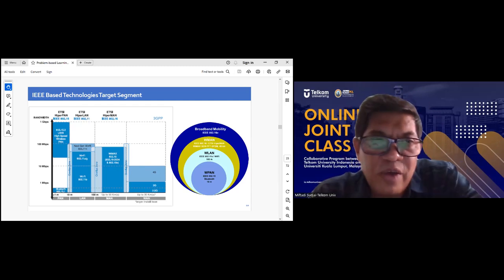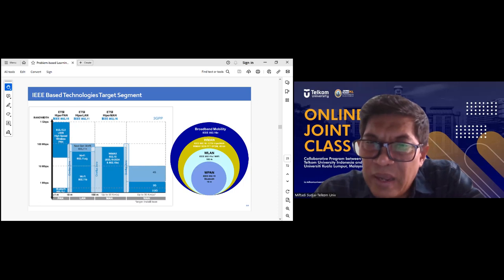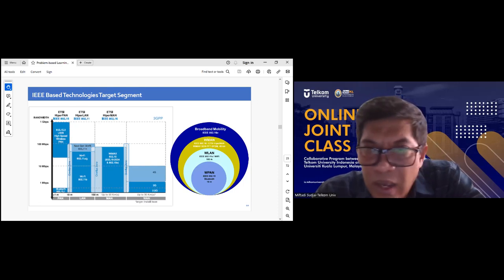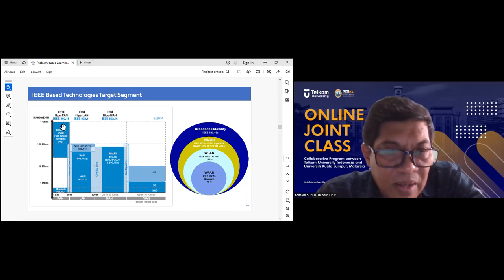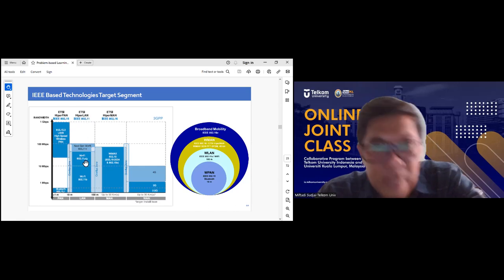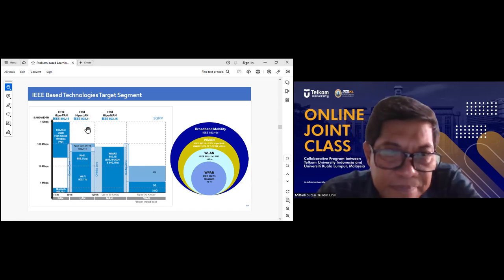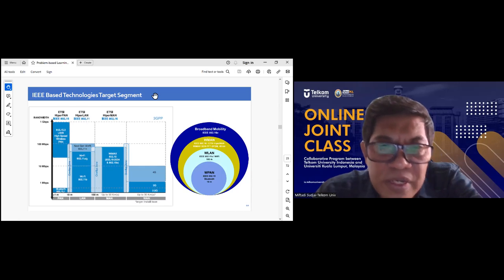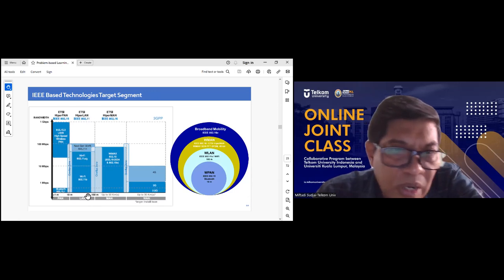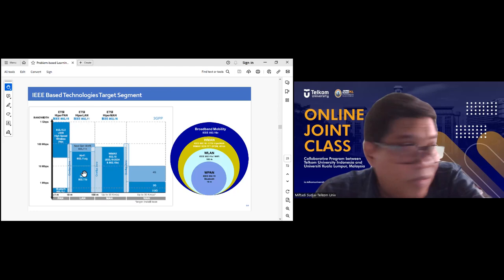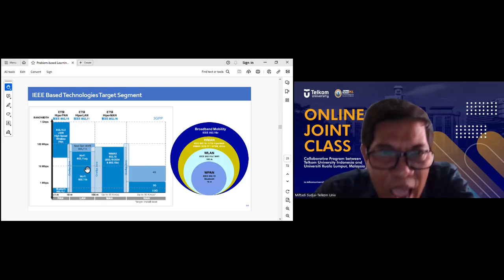So in that kind of wireless broadband technology, like HiperPAN, high speed wireless personal area network, or HiperLAN, like Wi-Fi, high speed wireless local area network for internet access, like Wi-Fi technology here. Normally the radius is up to 100 meters from the access point.